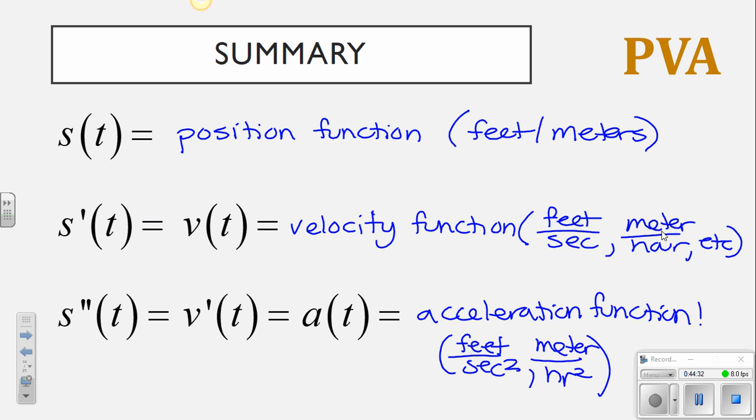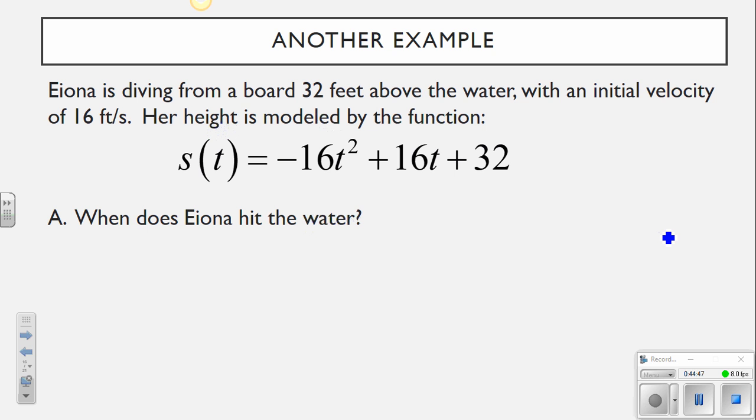Now, Iona is diving from a board 32 feet above the water with an initial velocity of 16 feet per second. Her height is modeled by the function S of t equals that quadratic expression. Does anyone know what that negative 16 represents? It's acceleration due to gravity. Since this is measured in feet and not meters, it's not negative 4.9. Gravity is negative 9.8 meters per second squared, but you divide it by 2 when you use this general free fall function.